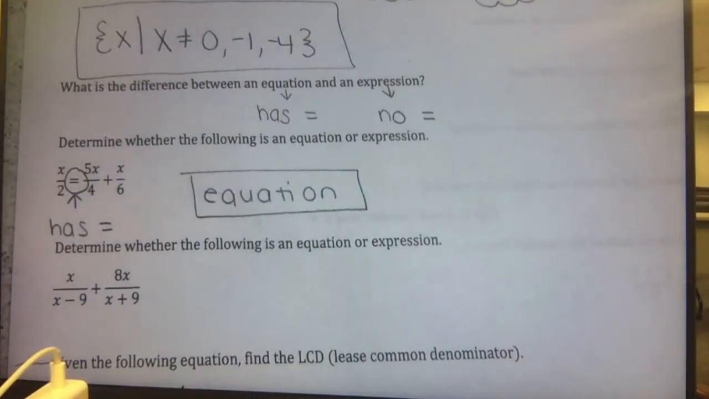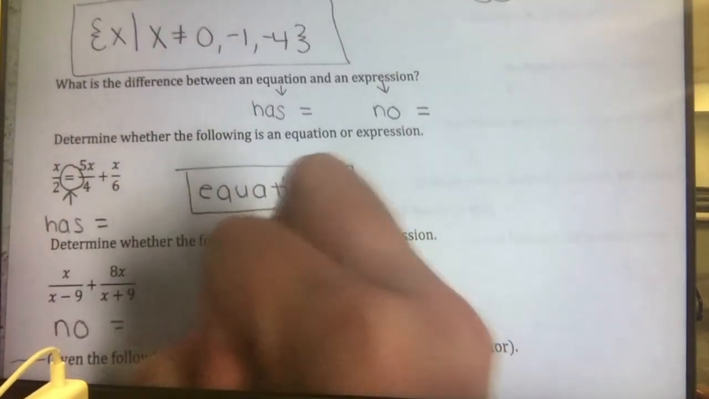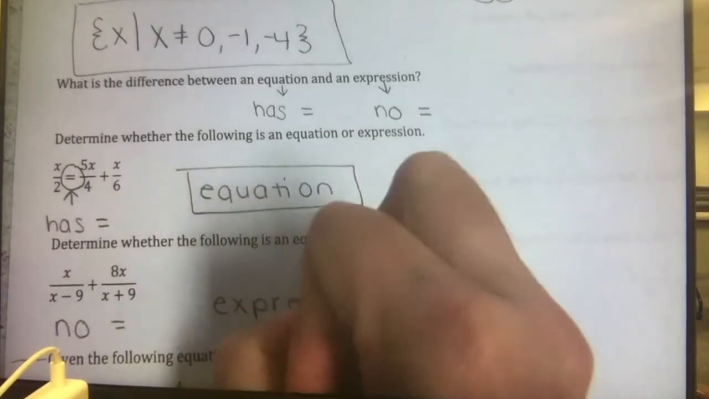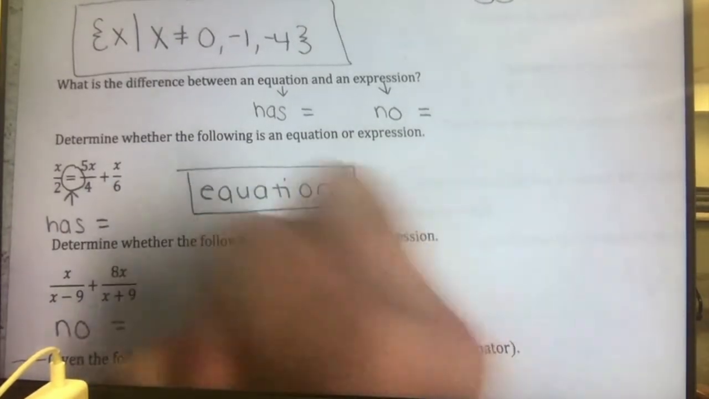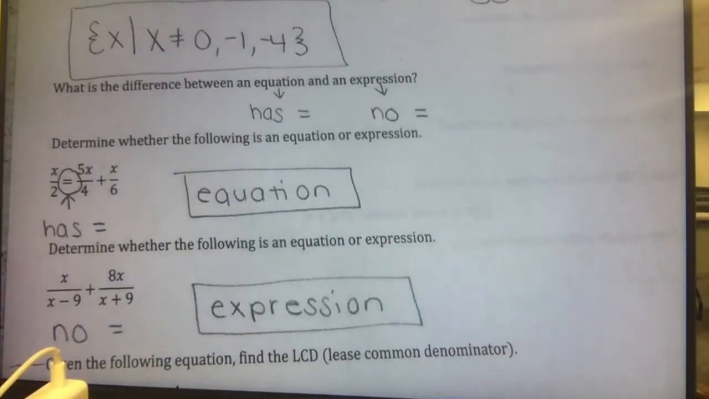The next one, determine whether it's an equation or expression again. x over x minus 9 plus 8x over x plus 9. There's no equal sign, so we know this is going to be an expression. We cannot solve expressions. I can't find x equals because there's not an equal sign. So all we can do is simplify expressions.